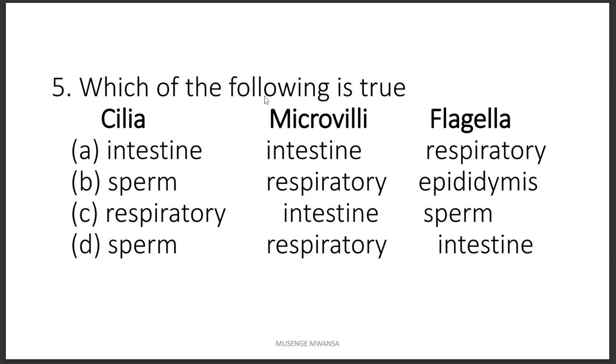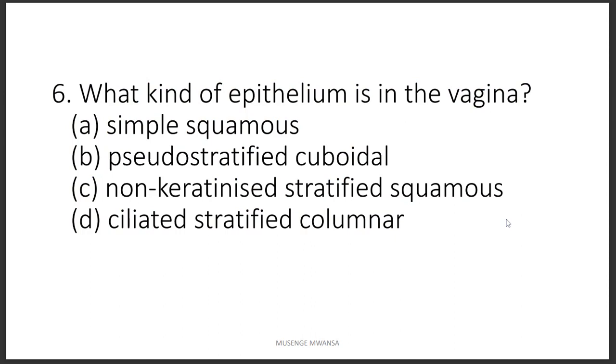Which of the following is true? We have got cilia, microvilli, and flagella. We want to tell where each is found. Now, cilia we want to find in epithelium that does the work of pushing things, like in the respiratory tract, to be able to push mucus. Not in the intestines. A sperm is not pushed by cilia, it moves by itself. Microvilli, of course, is found in the intestines for absorption, and then flagella is found in a sperm for movement.